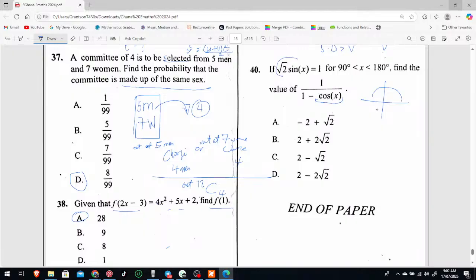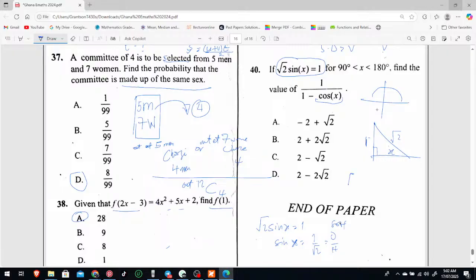Now, if you take this equation, let's draw a right angle triangle. Something like this. And this becomes x. If you're making sine the subject, root 2 sine x equals 1, it means sine x equals 1 over root 2. So sine is opposite over hypotenuse. That means your hypotenuse is root 2. Then opposite of this angle is 1. Then use Pythagoras theorem to find the other side.